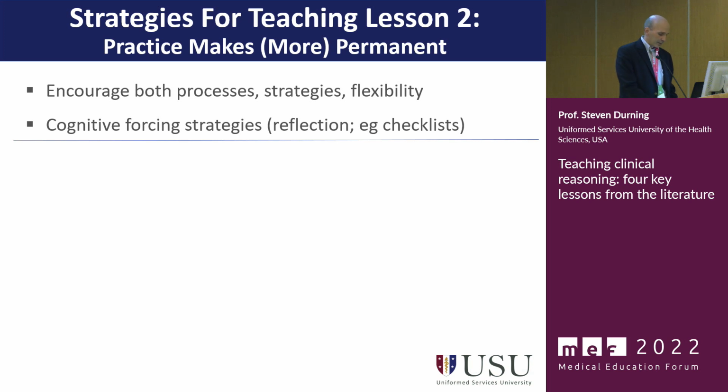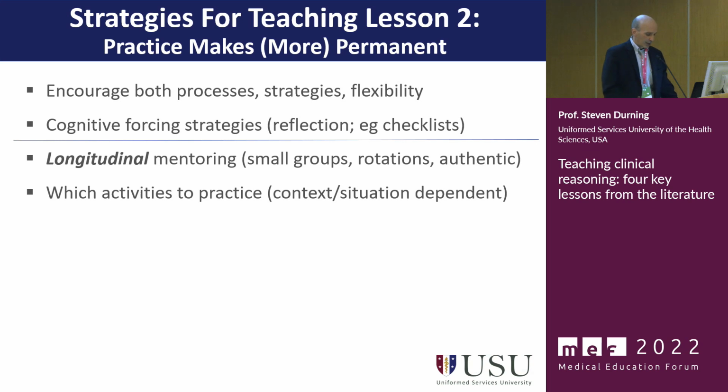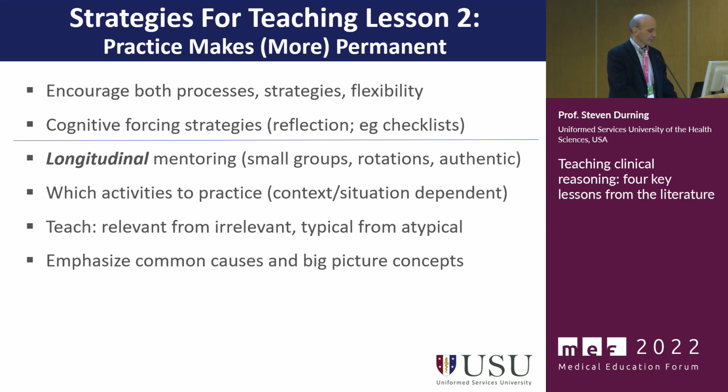I mentioned a cognitive forcing strategy where you ask somebody to reflect either verbally or through a checklist. Then we also have to think about the deliberate practice aspects. Longitudinal mentoring is certainly in line with deliberate practice. We need to help learners with what activities to practice. We need to teach them what's relevant versus what's irrelevant, typical, atypical. Emphasize common causes and big picture concepts.